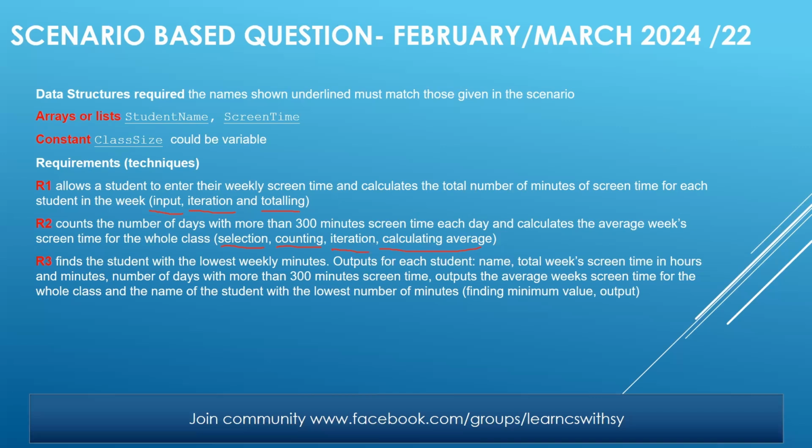Outputs the average week screen time for the whole class and the name of the student with the lowest number of minutes. It means that you have to find the minimum value and you have to output it as well. If you have forgotten to output, then again you are not fulfilling the third requirement. So be clear what you need to do: find the lowest one and output it also. This is going to meet requirement number three.